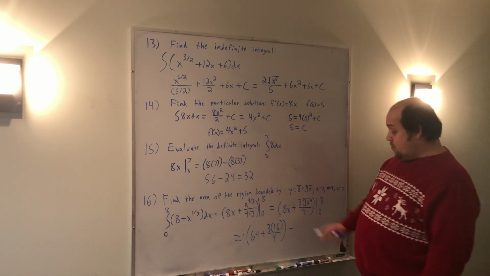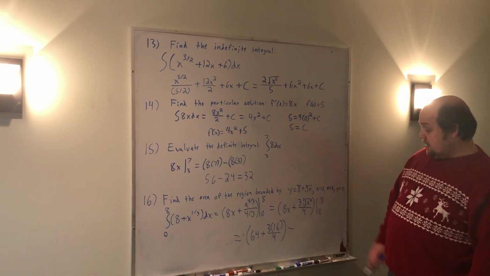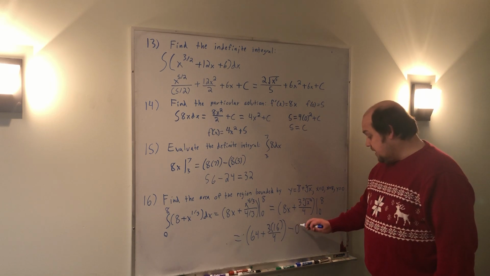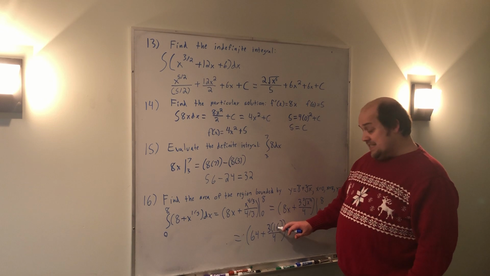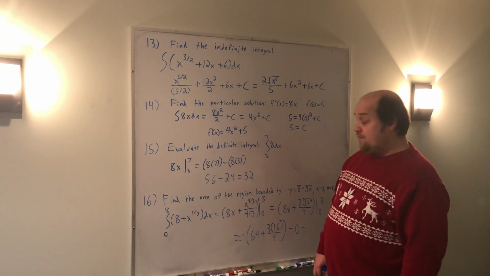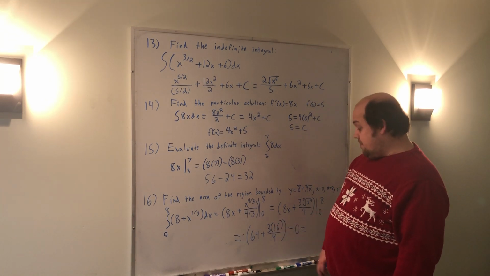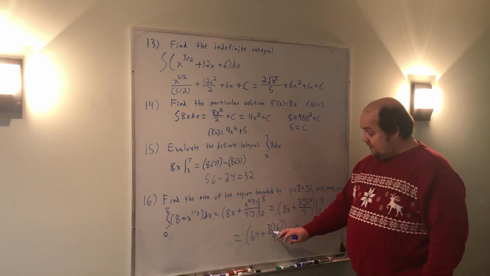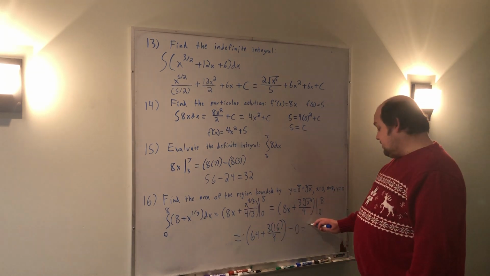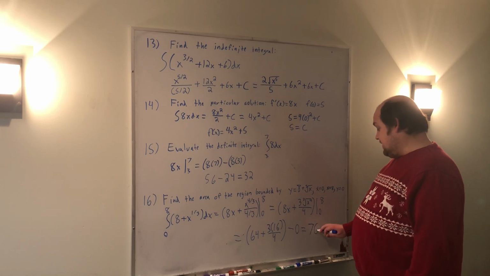Minus, when I put 0 in here, I get 0. When I put 0 in here, I get 0. So really, I'm not subtracting anything. 3 times 16 is going to give me 48. 48 divided by 4 is going to give me 12. So eventually I get 64 plus 12, which gives me the correct final answer, 76.